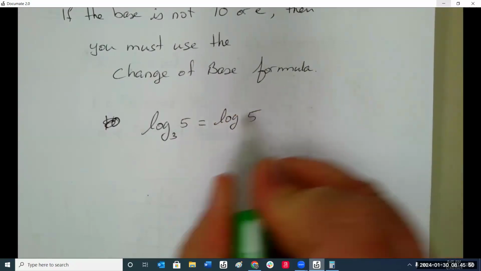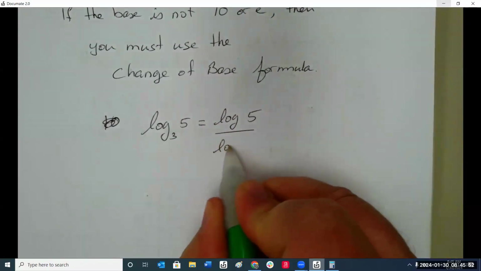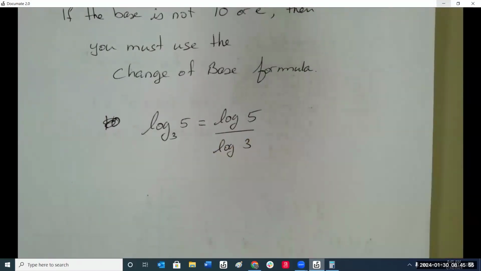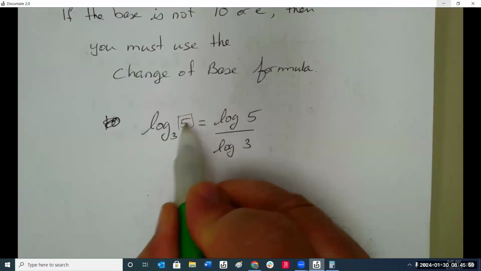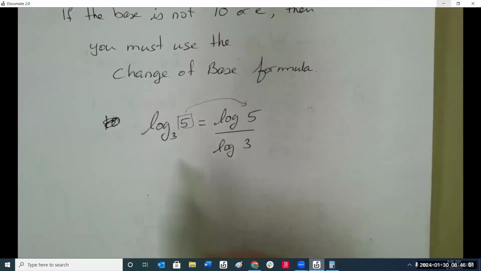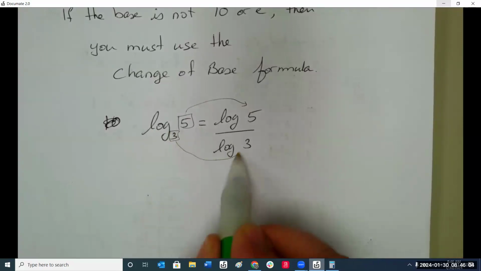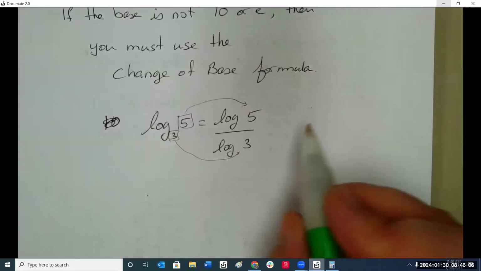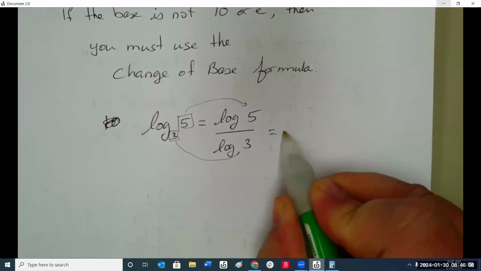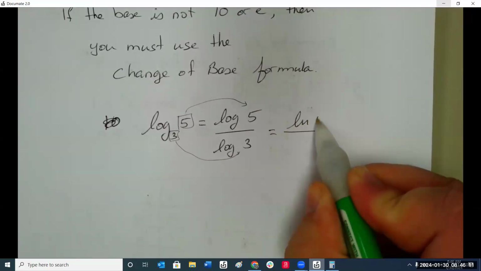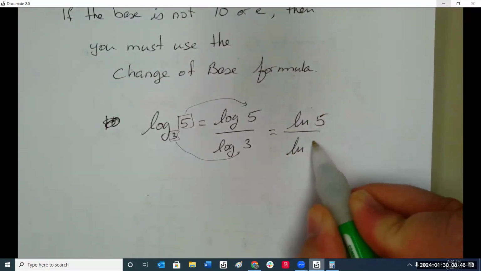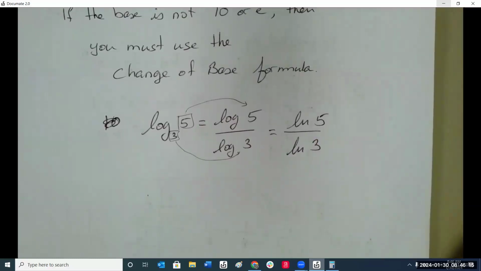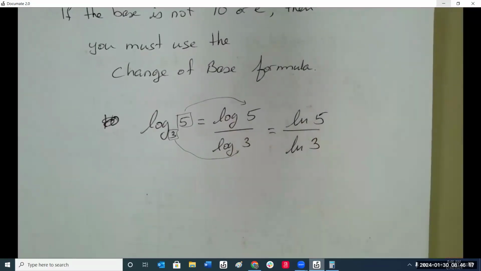If we use log base 10, we would write this. That's the change of base formula. Whatever the operation is, that one goes on top. Whatever the base is, goes on the bottom. Same if we want to use ln. You can use log base 10 or you use ln. Doesn't matter which one you use, because the ratio is going to be the same.